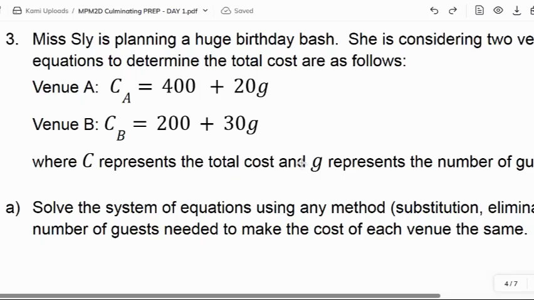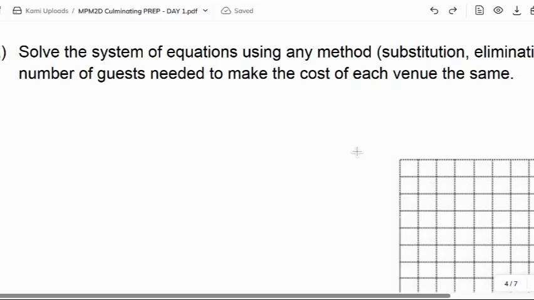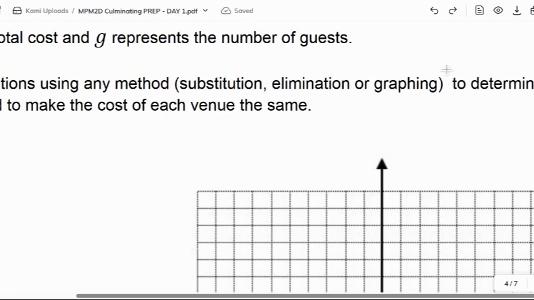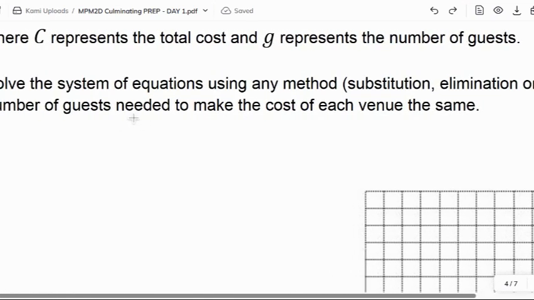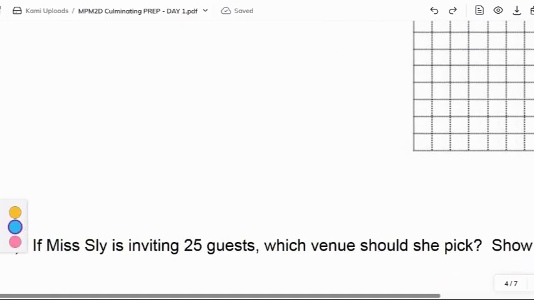What do you think you're going to do here? You're given equations. You're going to find the solution, right? Read what the variables are. Try to work it out on your own. You could also try to graph them if you wanted. Now, this is interesting. You are asked to determine the number of guests needed to make the cost of each venue the same. I want to sort of show you what's going to happen. I'm not going to answer this question for you.